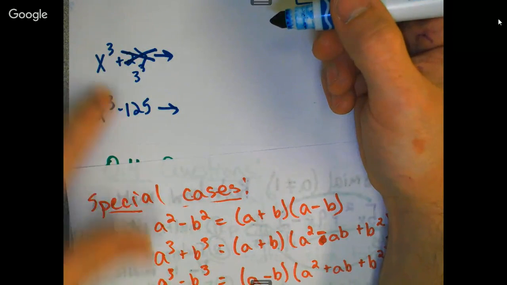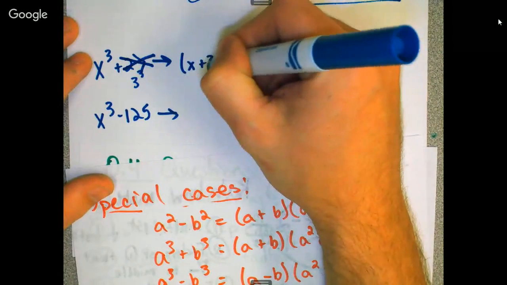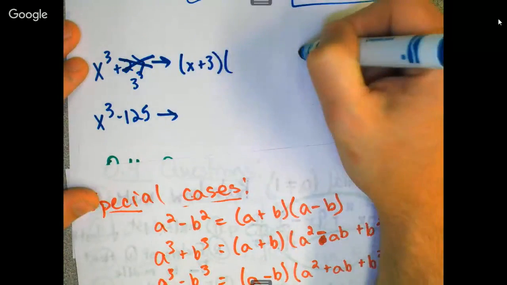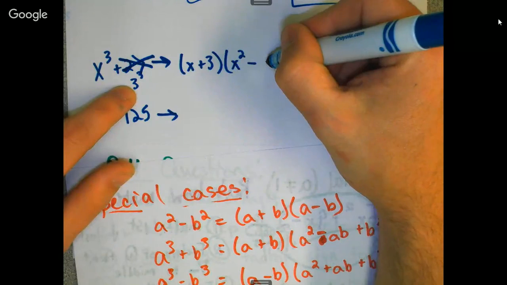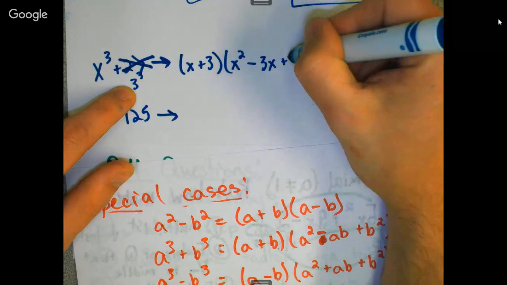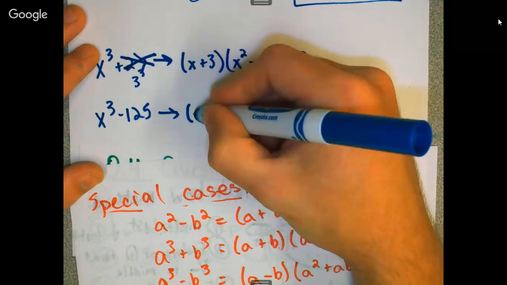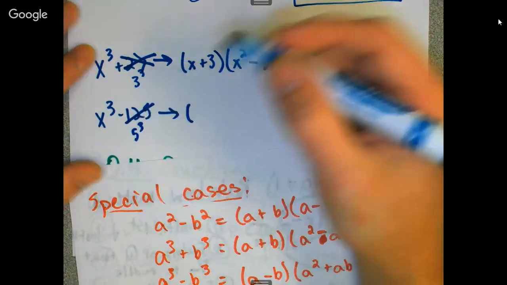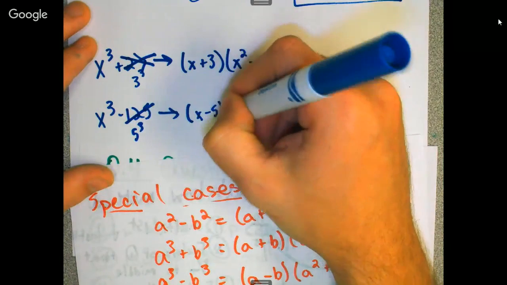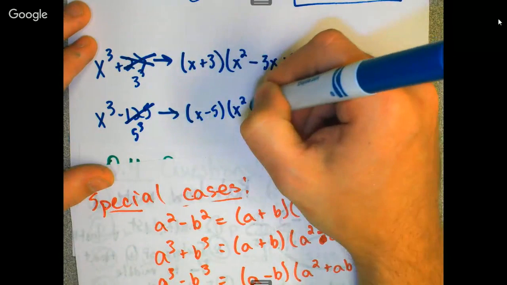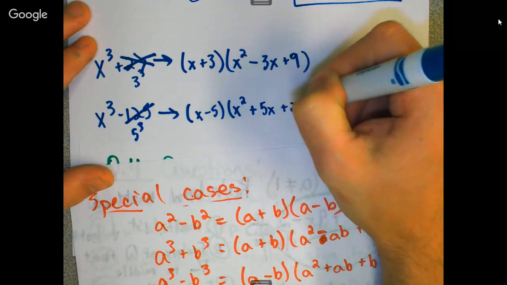So a is x, b is 3. So you have x plus 3. So the sign is the same. And then you have a squared minus ab plus b squared, which is 9. Here we have this is 5 to the 3rd. Okay, so we will have x minus 5, x squared plus 5x plus 25.